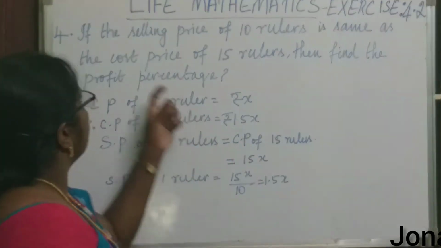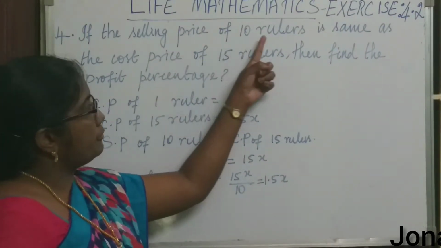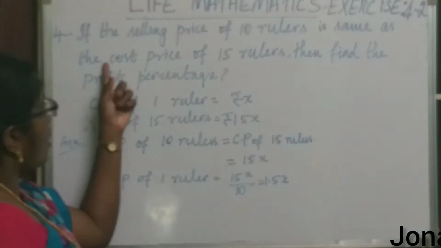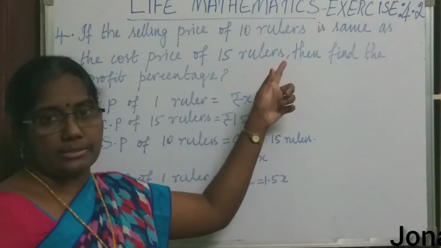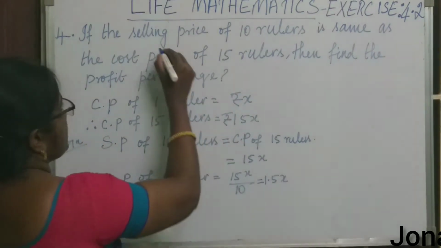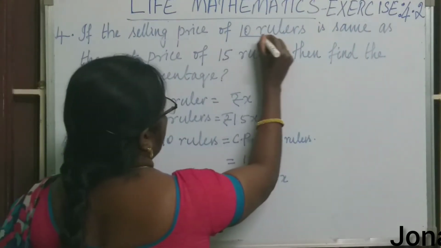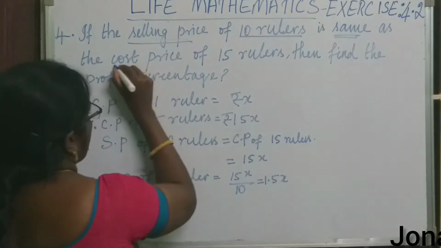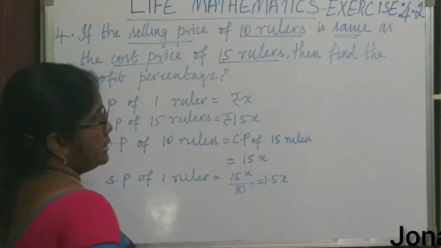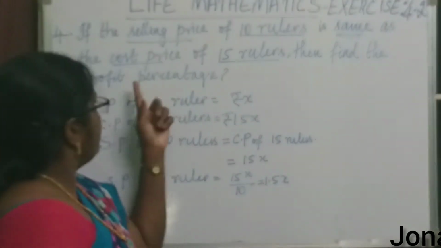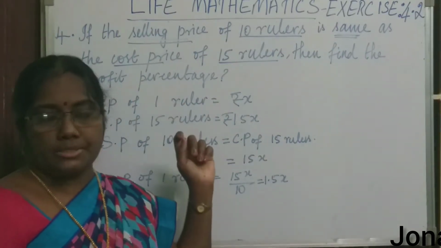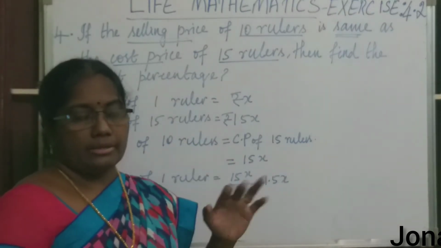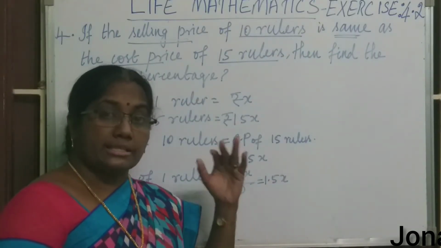Fourth problem. If the selling price of 10 rulers is the same as the cost price of 15 rulers, then find the profit percentage. Okay, so we want to find the profit first. So first we have to write what things are given.